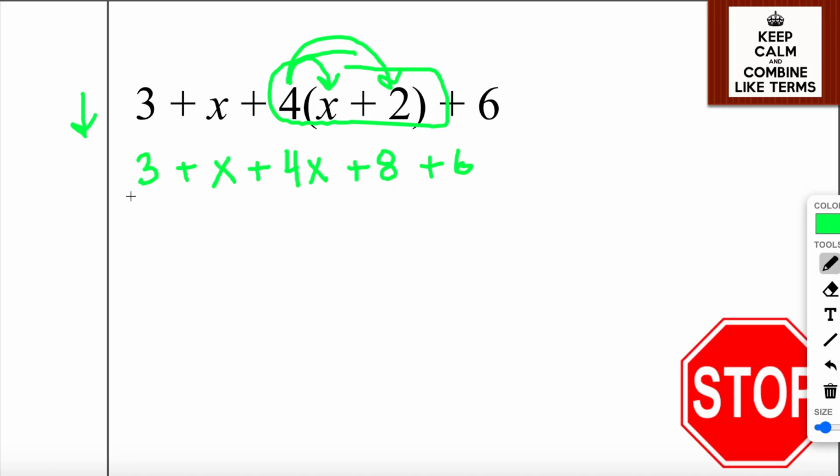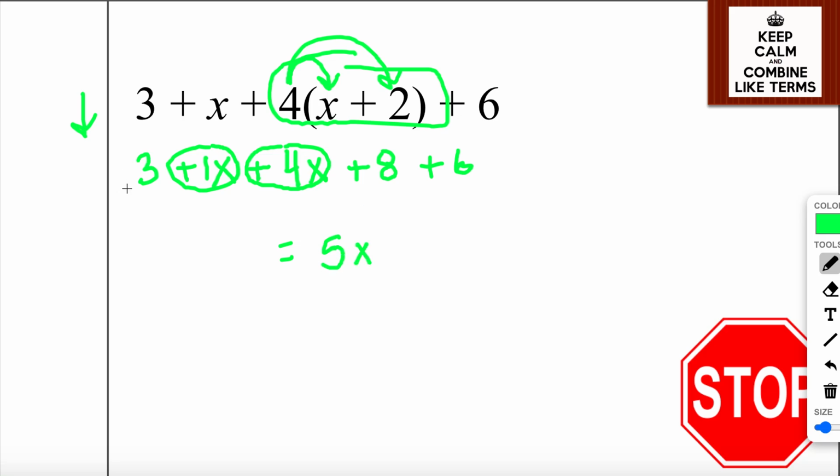All right, let's combine like terms. So 3 plus x plus 4x plus 8 plus 6. Looks like this positive x, remember it's a 1, that is the same as this plus 4x. They are like terms. So how many x's? If you have a positive 1 and then you add 4, I think we would have 5 x's.